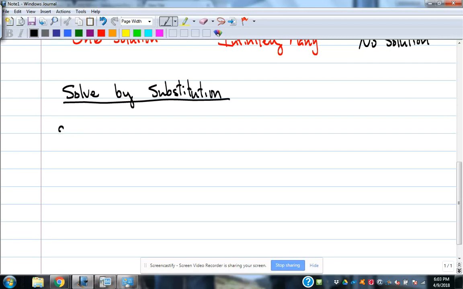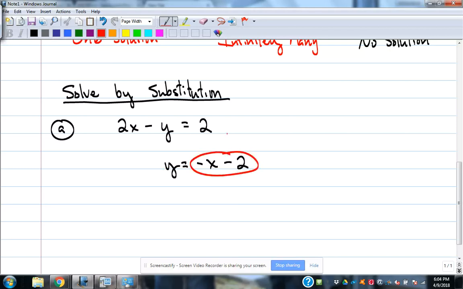So a substitution problem, you might have a system of equations where you have one equation is 2x minus y equals positive 2, and a second equation that says y equals negative x minus 2. In a substitution situation, what they're doing is they're taking what one variable is equal to. Here we've got y is equal to negative x minus 2. So we can take that part and replace y in the other equation, because it says y is equal to that.